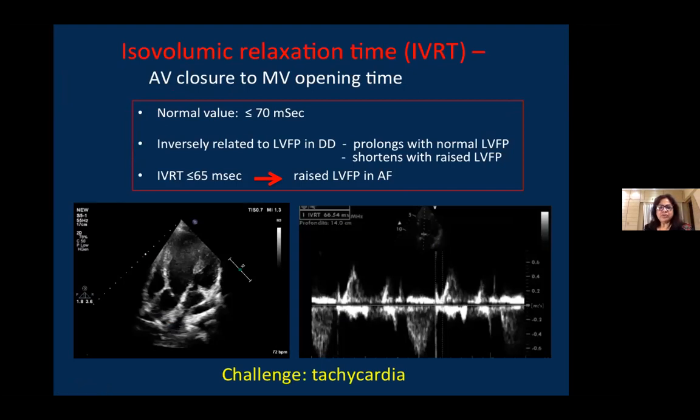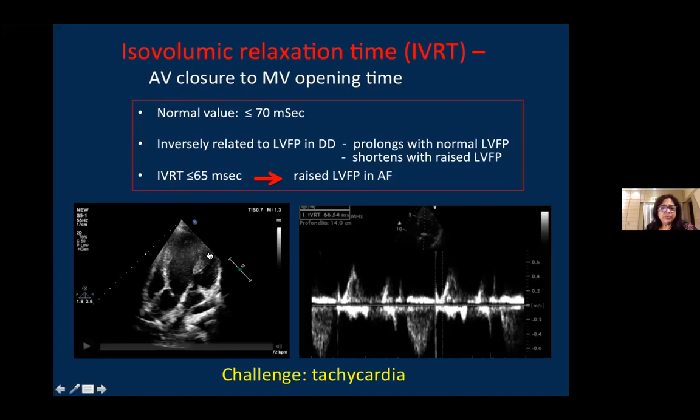Another important pattern to comment on the LV filling pressure is the isovolumic relaxation time. As when I talked about the physiology of diastole, I told you the left ventricle undergoes relaxation, and the mitral valve doesn't open till the time the pressure of the LV is less than the LA pressure. So this isovolumic relaxation is the time period between the aortic valve closure to the mitral valve opening. So isovolumic relaxation time measurement is done in the echocardiography.